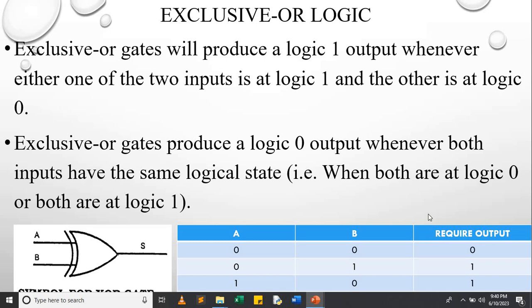So when both are logic 0 or both are at logic 1, this will produce a 0. It produces a 0 whenever both the inputs have the same logic state.